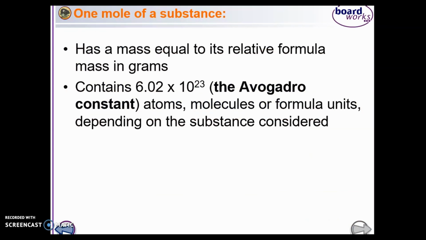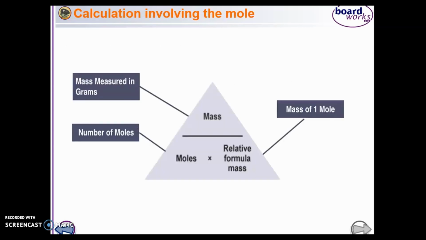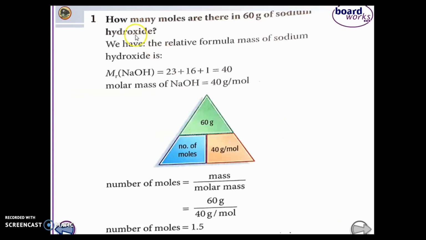Now, 1 mole of a substance has mass equal to its relative formula mass in grams. And 1 mole of a substance contains 6.02 times 10 to the power 23 atoms, molecules, or formula units depending on the substance considered. Now let's look at the calculation involving the mole. In order for you to find the mass of a substance, you need to multiply the moles of the substance with its relative formula mass. And in order for you to find out the moles, you need to divide the mass by its relative formula mass.